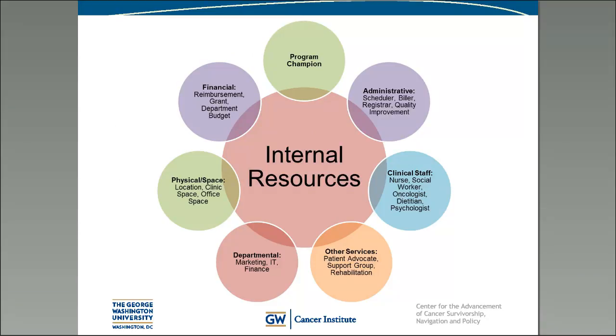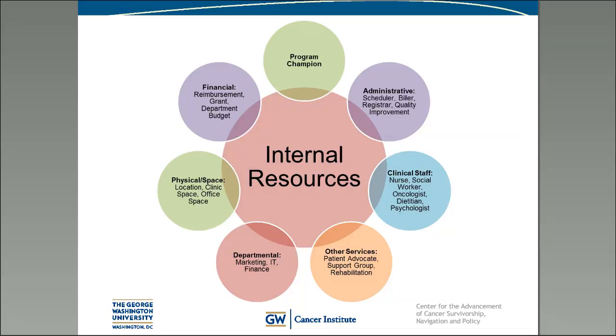So examples of internal resources include program champions, administrative staff, other supportive care staff. There's departments. There might be some physical or spatial resources, and then financial resources. So the program champions are the ones that are really excited about your program and can help to promote your program or your resource. So maybe it's the head of hematology oncology, or maybe it's a nurse practitioner, or maybe it's somebody in administration. For administrative resources, maybe the scheduler or the biller or the registrar are important resources to know about.